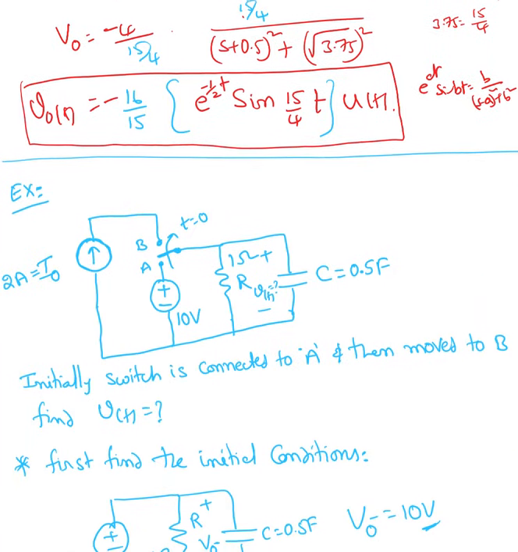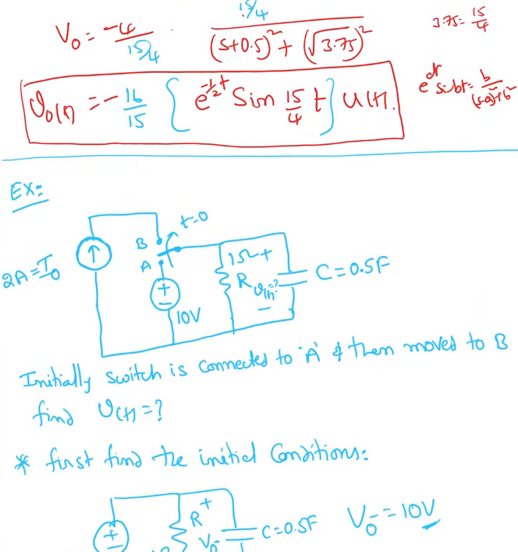Now here is the next example. Here these two are DC sources: one is a 2 ampere source, another one is a 10 volt source. For the initial condition, at t equal to 0 minus the switch is connected to A, and at t equal to 0 plus the switch is moved to B. First we're going to find the initial condition.